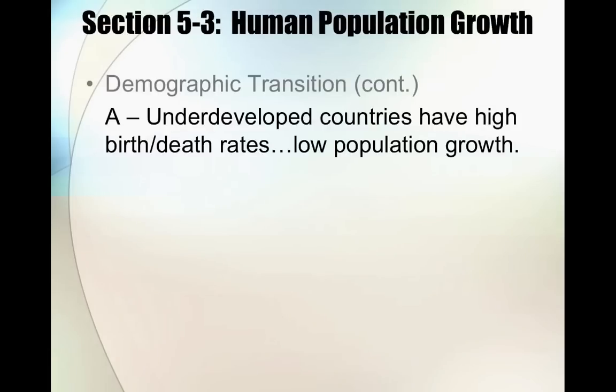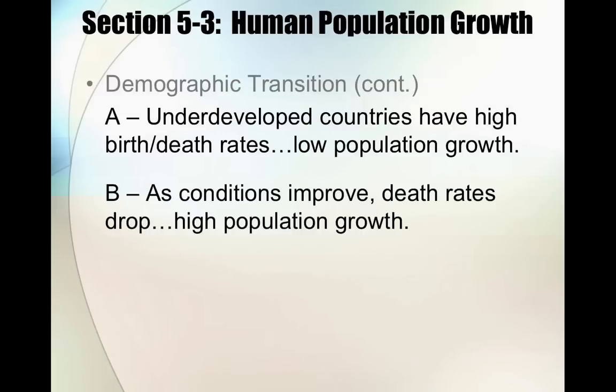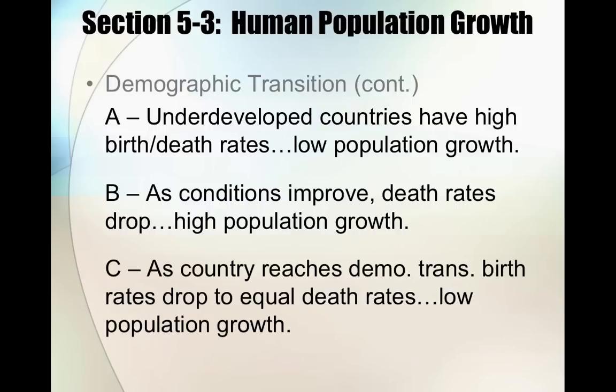So in part A, underdeveloped countries have high birth rates and high death rates, so you have very low population growth. In part B, the middle part of that graph I just showed you, as conditions improve, death rates drop, but you have high population growth. So a high birth rate and low death rate equals large population growth. And finally, as countries become more educated, their standard of living goes up, their birth rates drop, and their death rates are really low, so population growth is back to being low.